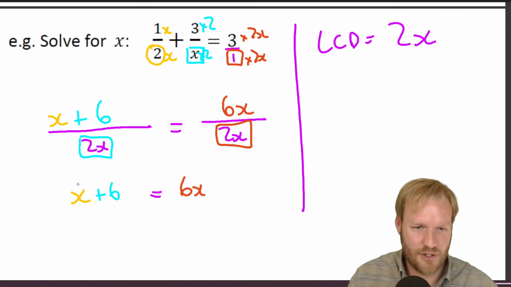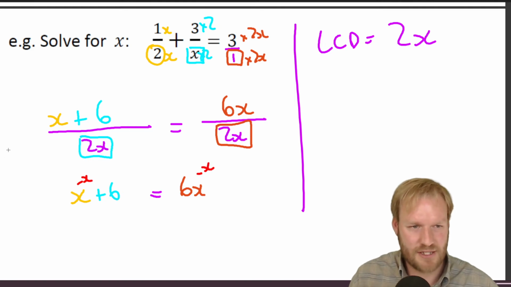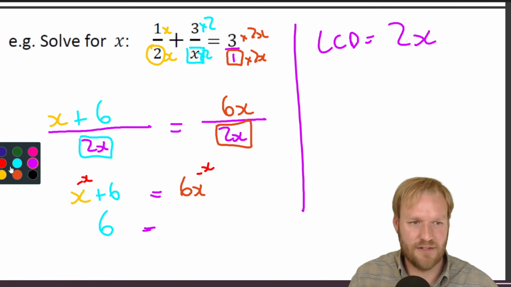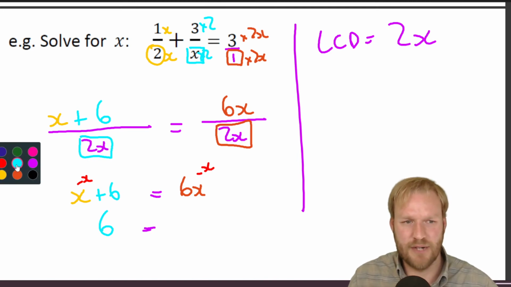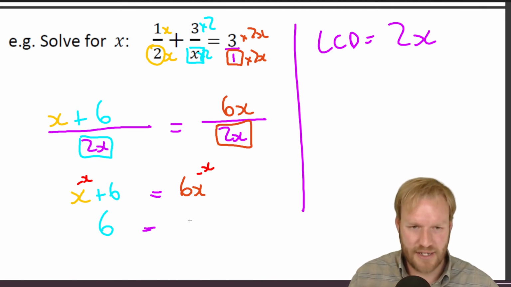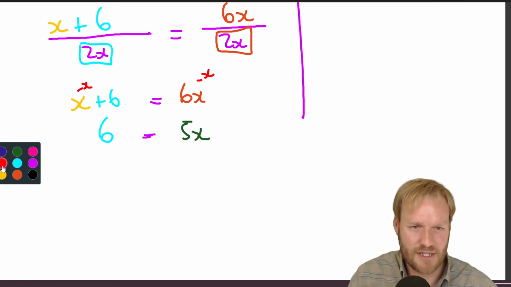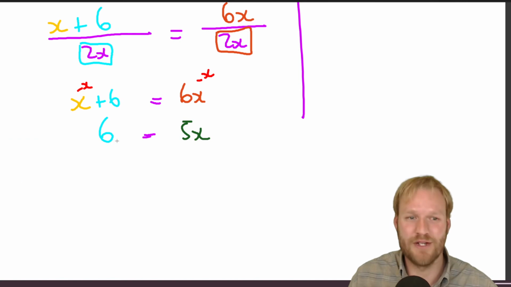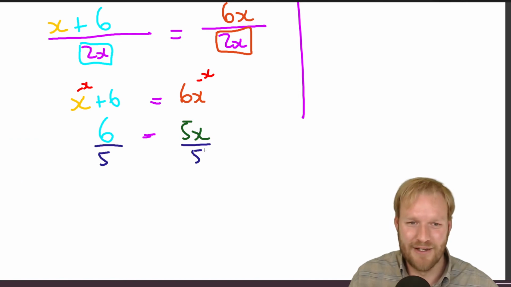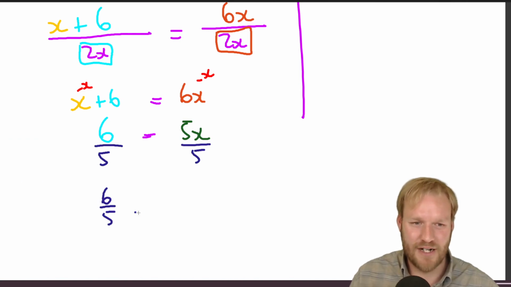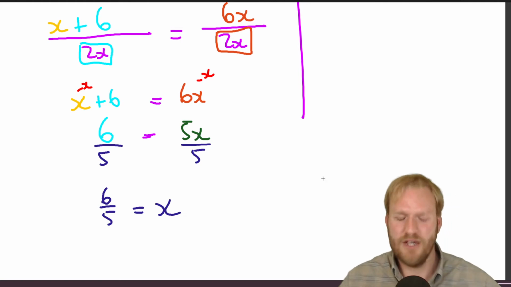And then let's solve our equation. From here, I want to subtract x from each side of my equation. So I'm just left with 6. And on the right-hand side, 6x minus x gives me 5x. Now I want to divide both sides by 5. So 6 over 5 equals x. Okay, and then we're done.